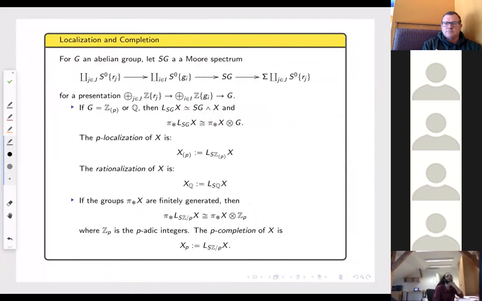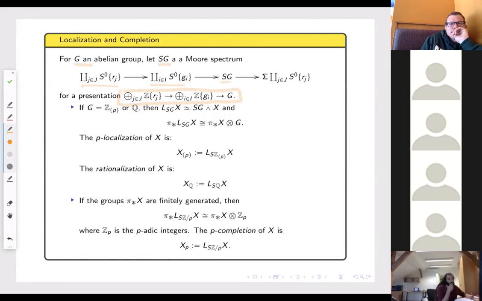Okay, so G is going to be an abelian group, and SG is going to be a Moore spectrum. You can construct it as follows: you pick a presentation of the group. I didn't write it as such, but that's an exact sequence. Then for each generator and each relation, you take a sphere. You take the coproduct of all these, you map into that, and then the cofiber is SG.